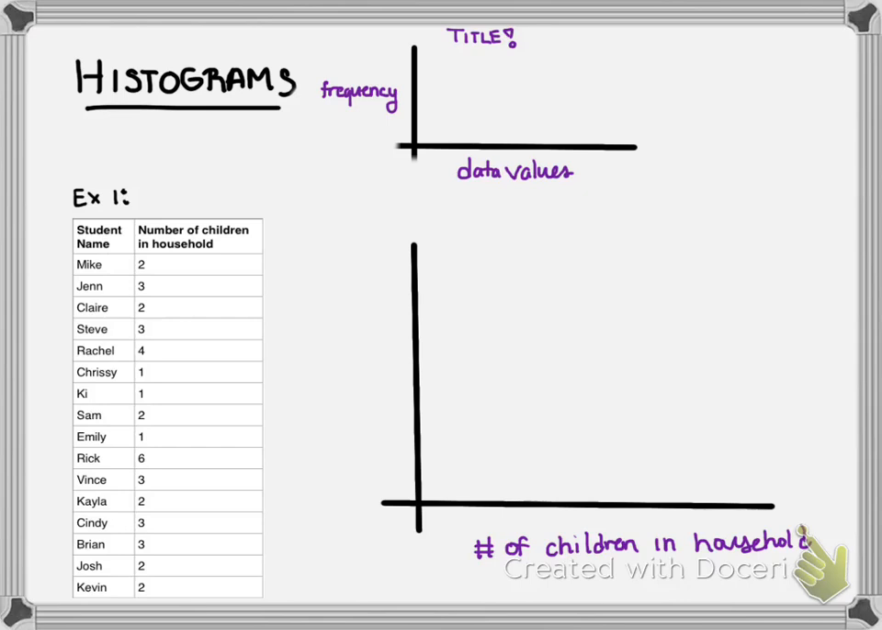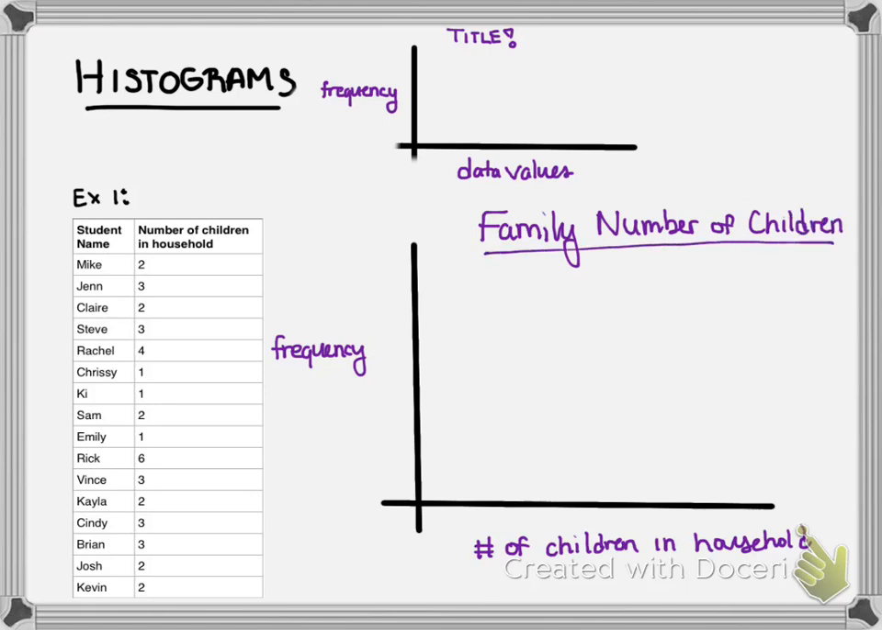And then on my y-axis, I always put frequency. And I need a title. And in this particular case, I'll just put family number of children. And then I'm ready to get started.